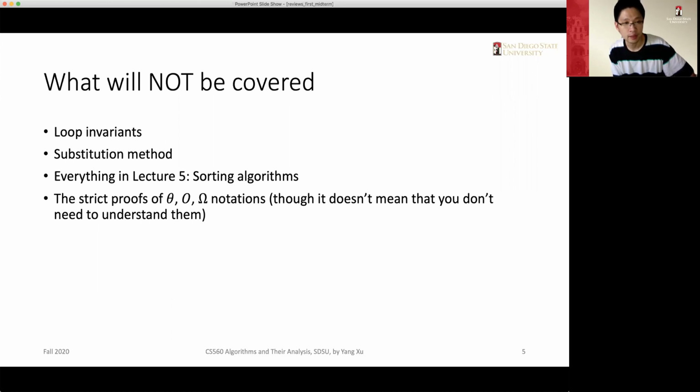Okay, so the sorting algorithms will not be covered. Everything about quick sort, heap sort, or linear time sorting algorithms will not be covered.